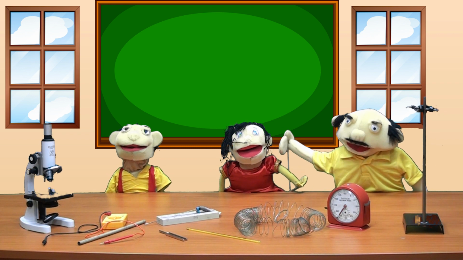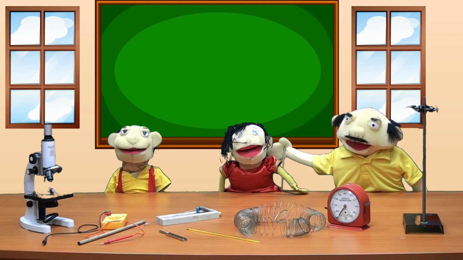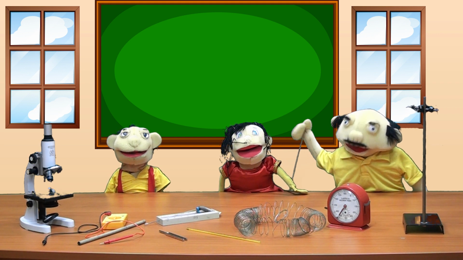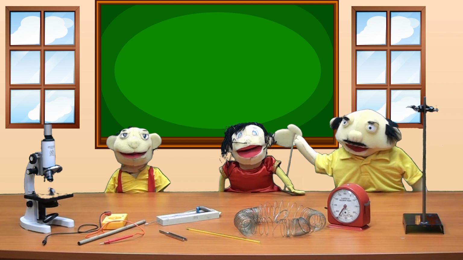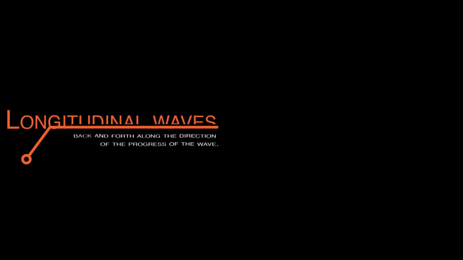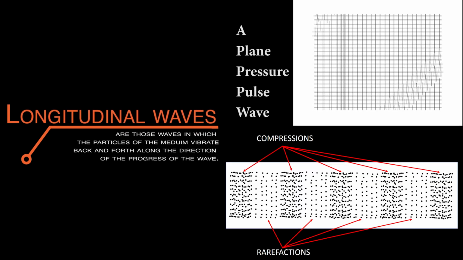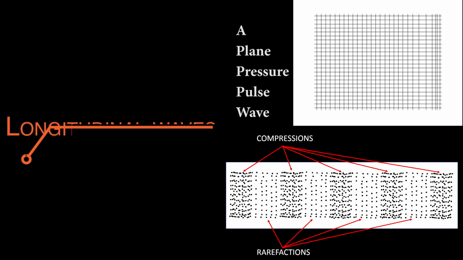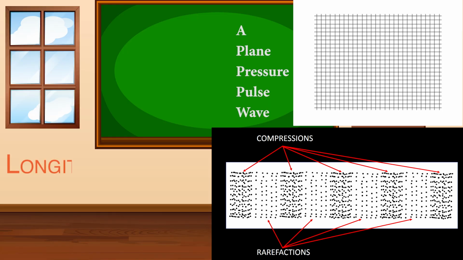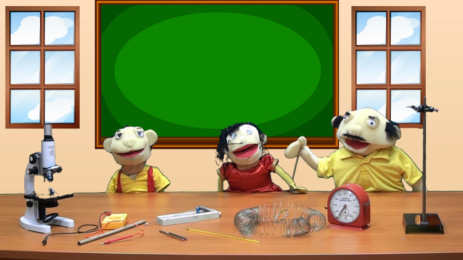At the end of the last class, I had mentioned that in the next class we will look at transverse waves and then some more definitions. Let's start. To recapitulate quickly, longitudinal waves are those waves in which the particles of the medium vibrate back and forth along the direction of progress of the wave.